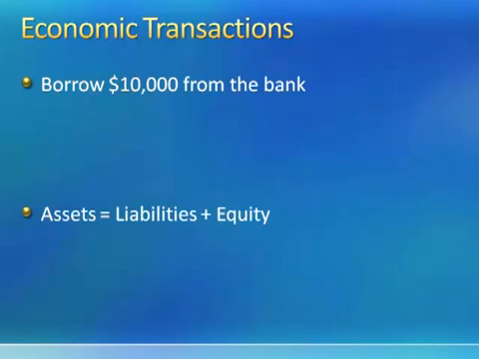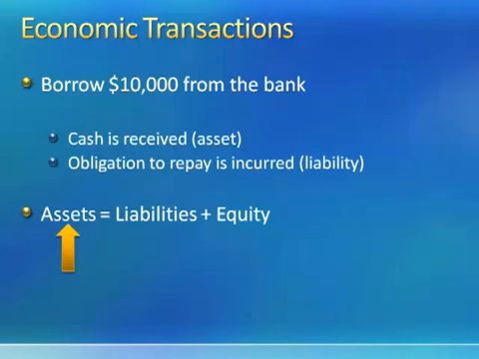We borrow $10,000 from the bank. So we have our balance sheet equation, assets equal liabilities plus equity. If we borrow $10,000, that means we're receiving cash. Cash is an asset, so assets go up. If we're borrowing $10,000 from the bank, we have to repay it in the future, so that's an obligation to repay, which is a liability. So this transaction results in an increase in assets and an increase in liabilities.